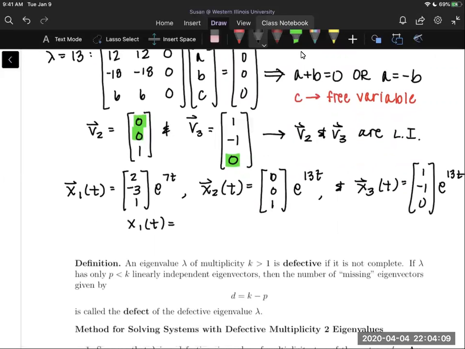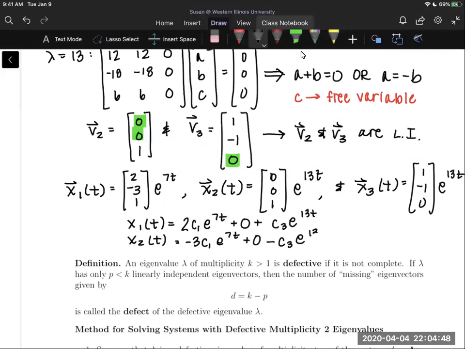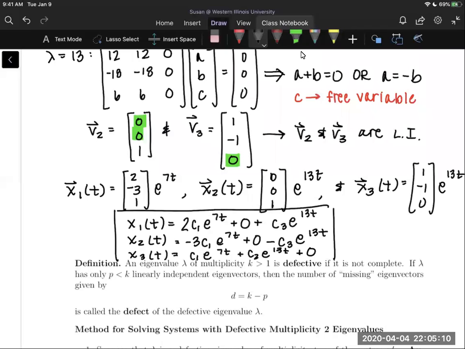So x1 of t equals, so I'm going to take c1 of the first solution plus c2 of the second, et cetera, et cetera. So I have 2 c1 e to the 7t. I'm going to write a plus 0 here just to indicate that we don't get anything from the second equation. And then I have a c3 e to the 13t. x2 of t is -3 c1 e to the 7t plus 0. And it's actually minus c3 e to the 13t. And then my final scalar solution is c1 e to the 7t plus c2 e to the 13t plus 0. So these 3 scalar equations form my general solution.